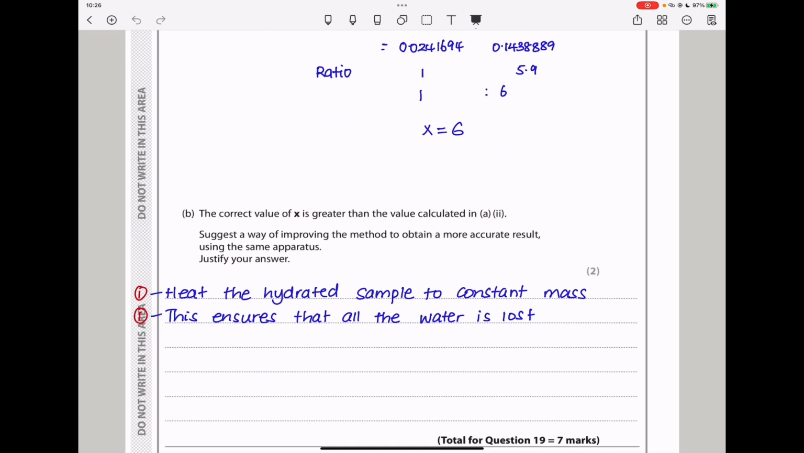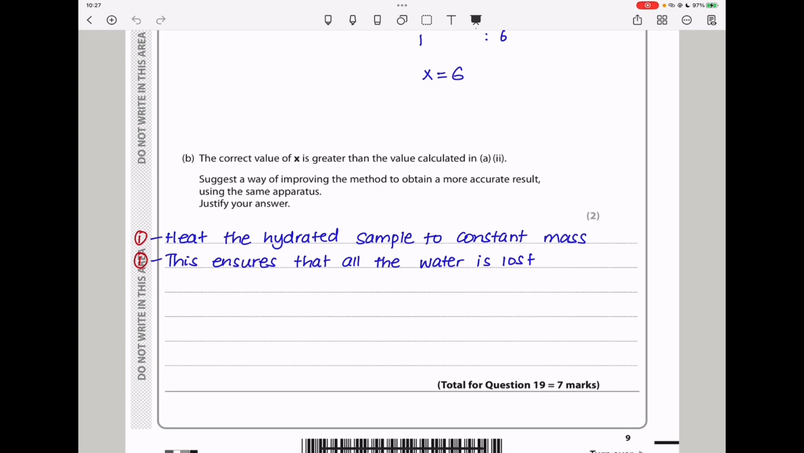Moving on. In part B, the correct value of X is greater than the value calculated in A2. Suggest a way of improving the method to obtain a more accurate result using the same apparatus and justify your answer. So here we need to heat to constant mass. Heat the hydrated sample to constant mass to ensure that all the water of crystallization is lost from the sample. So this brings us to the end of question 19.